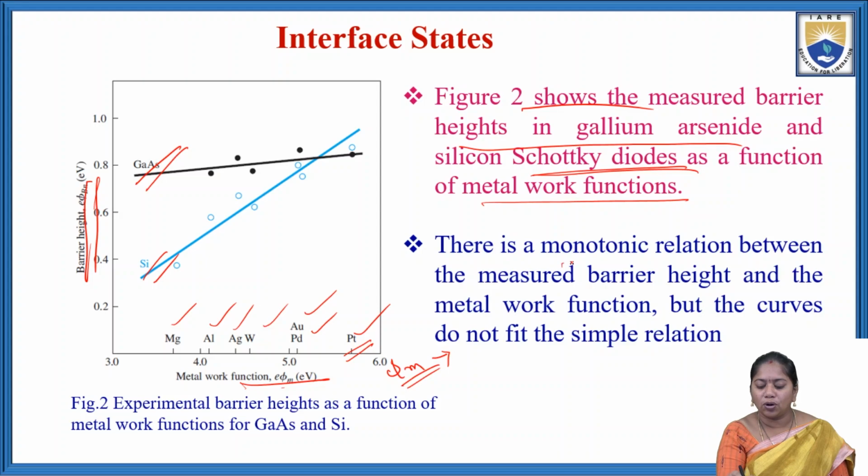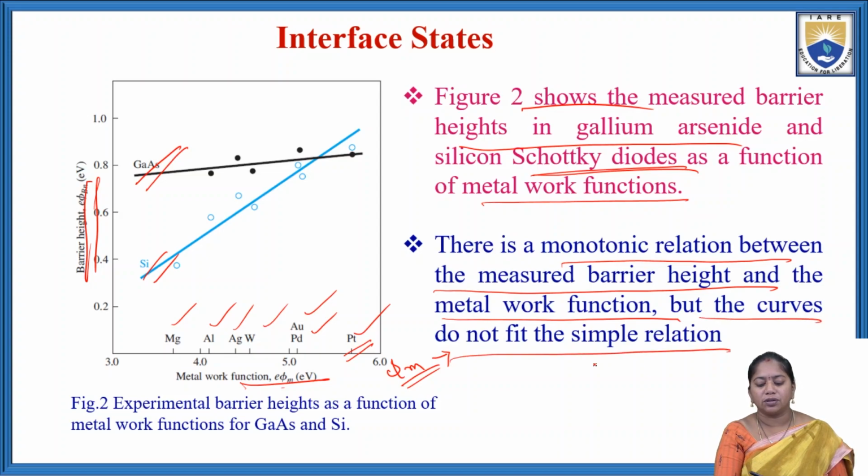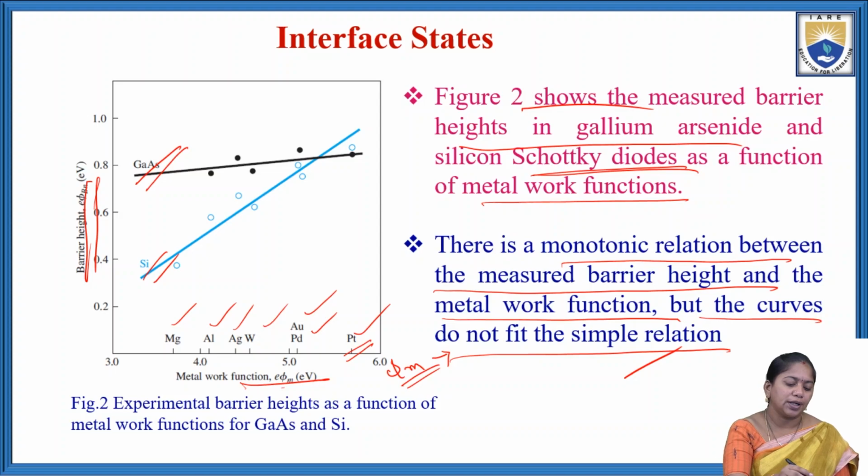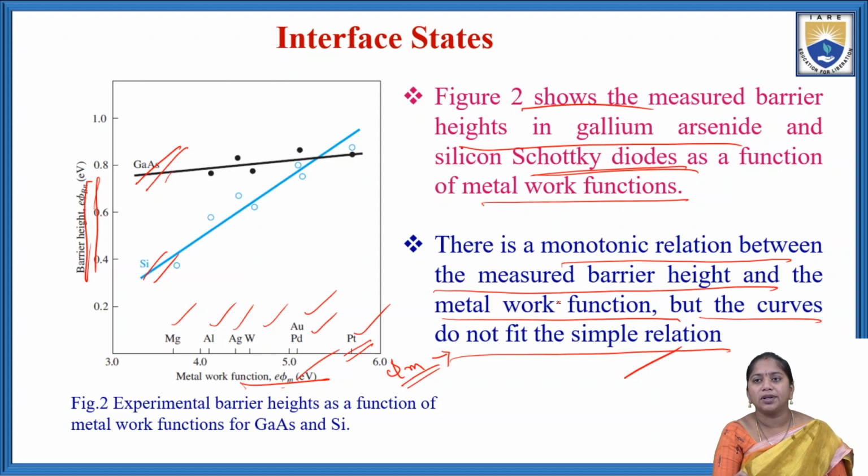So there is a monotonic relation between the measured barrier height and the metal work function, but the curves do not fit the simple work function relation. The Schottky barrier height should depend on the metal work function. That's why we plotted the measured Schottky barrier height for two samples, silicon and gallium arsenide, with respect to the metal work function for different metals, as shown in this figure.